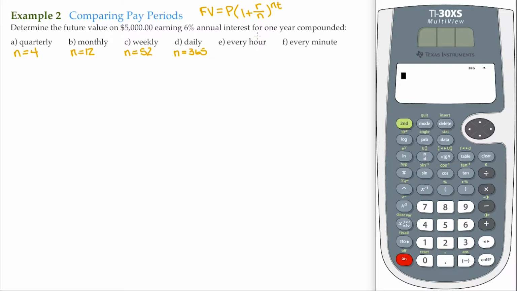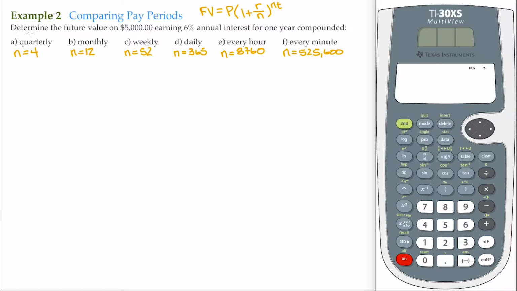Every hour. Well, since there are 365 days in a year, 24 hours in a day, 365 times 24, that is 8,760 pay periods. That's how often the compounding occurs in 1 year. Every minute? Well, if there are 8,760 hours in a year and there are 60 minutes in an hour, we just multiply this by 60. The number of pay periods, that's 525,600. That's how many times the compounding occurs in 1 year, over 500,000 times.